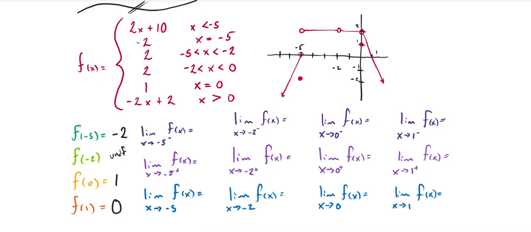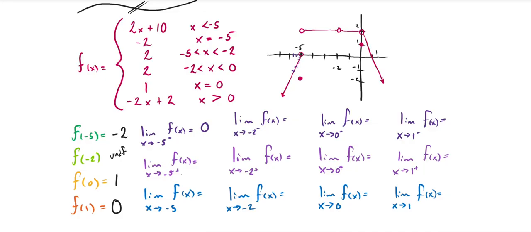So starting from values less than -5, we're going to get closer and closer to -5. And what do the corresponding y values get closer and closer to? Well, as we approach from the left, we're getting closer and closer to 0 for a y value.